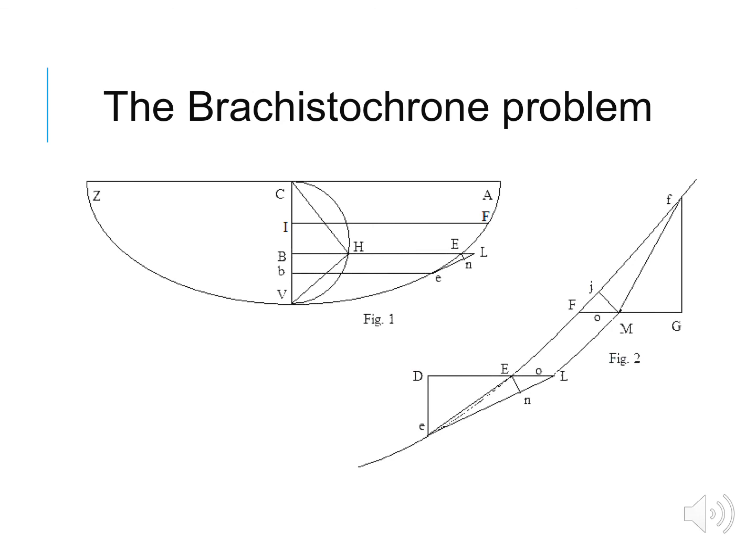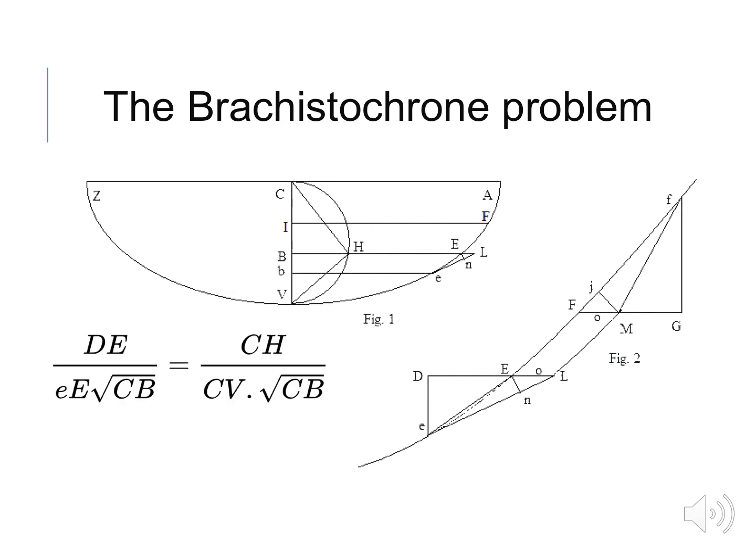But since points E and F are arbitrary, that's the equation which has been shown above to be constant, and the brachistochrone is the cycloid. Well, for the cycloid, d over EE equals BH over VH, and equals CH over CV, so that d over EE square root CB equals CH over CV square root CB, which was shown above to be constant, and the brachistochrone is the cycloid.